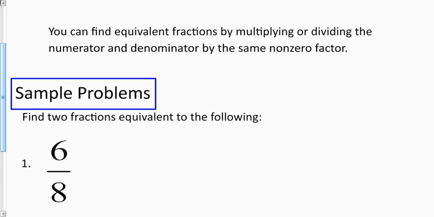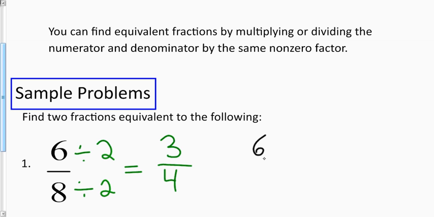So I want to find two fractions equivalent to 6/8. Well, what I can do, I know I can divide both 6 and 8 by the same number and get a whole number. 6 divided by 2 is 3. 8 divided by 2 is 4. So 6/8 is equal to 3/4. I've divided the numerator and denominator by the same non-zero factor.